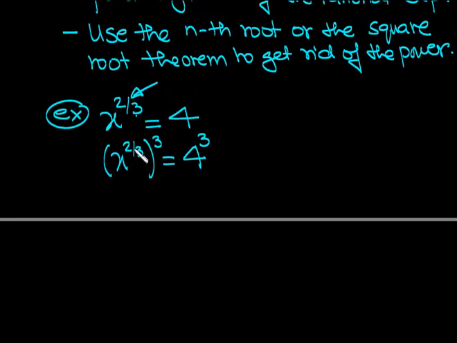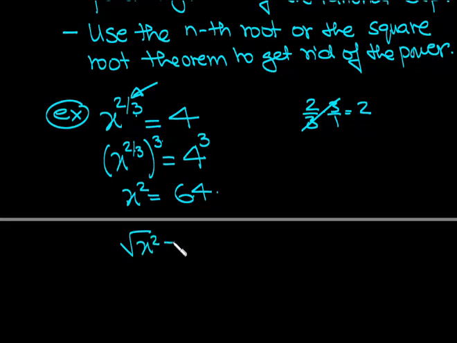When you have an exponent raised to an exponent, you multiply. So if you have 2/3 times 3 over 1, the 3's cancel, so you just get 2. So we get x squared is equal to 4 cubed, which is 64. Now the next thing is we want to solve for x. There's a square and a number, so this is the square root theorem we are using. We introduce square roots on both sides, and when we do that, we always introduce plus or minus. The square root of x squared is just x, so we get plus or minus 8.